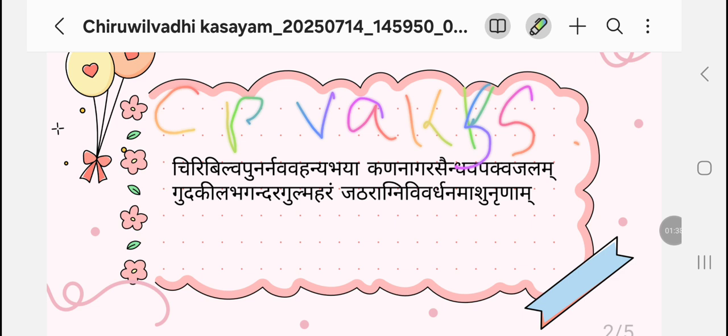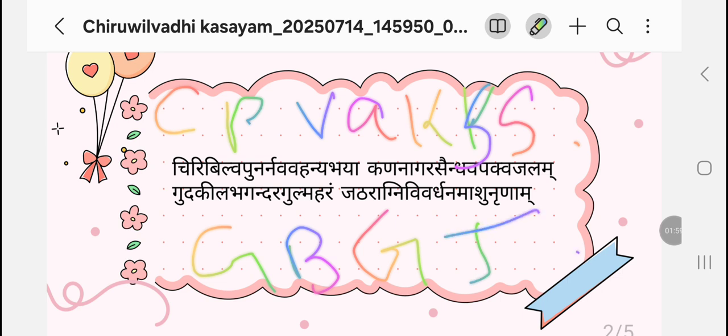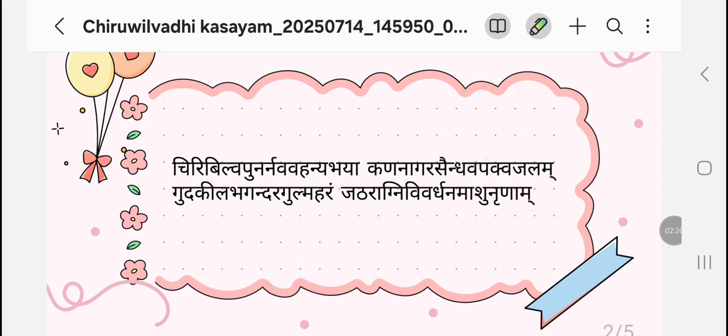If you are prescribing a medication, you should know the formulation. Chiruvilva Punarnava Vahni Abhaya Kananagara Saindava Pakva Jalam. These are the ingredients. For the pharmacological utility, we write it as GB and GJ. It is a little bit rhyming. GB, GJ: Gudakila Bagandara Gulmaharam Jataragni Vivardhanam. So there are 7 ingredients: Chiruvilva Punarnava Vahni Abhaya Kananagara Saindava Pakvajalam. And the indications are Gudakila Bagandara Gulmaharam Jataragni Vivardhanam Ashu Nranam. I hope you have understood it.